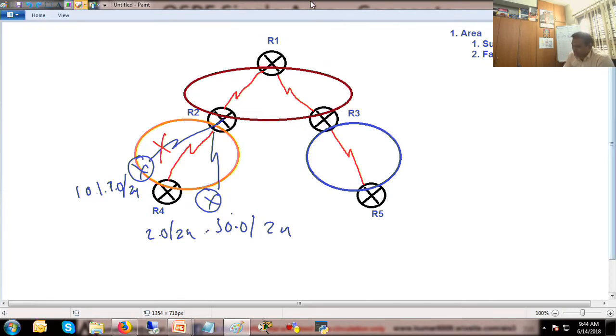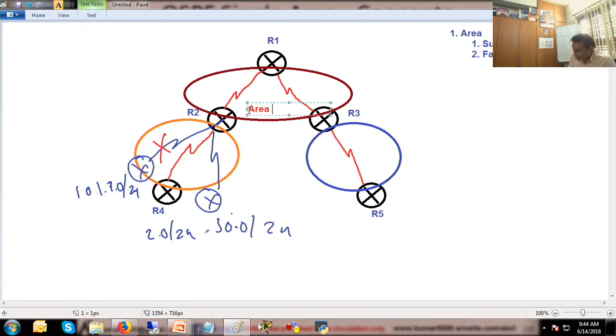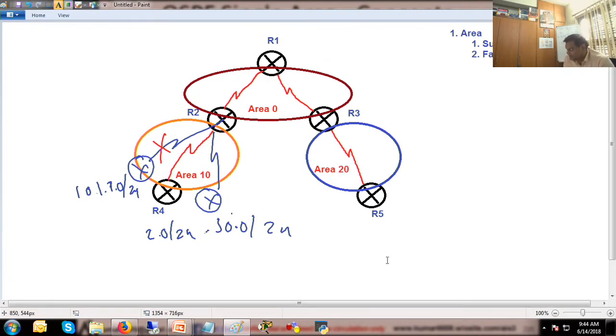For example, I'll give names, numbers. Area 0, area 10, area 20. Now what R2 will do is give updates to only area 10 routers. This is an area 10 issue, so the update is flooded only to area 10.